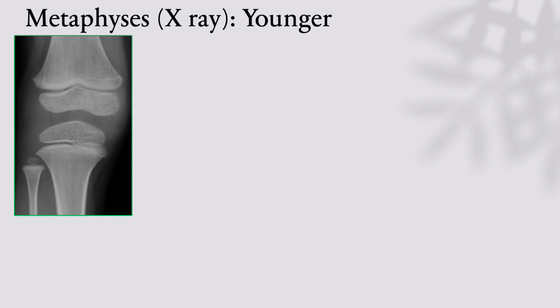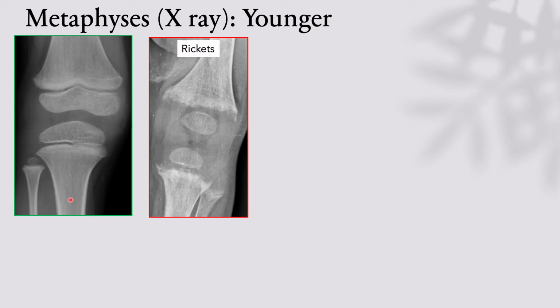It's important when you start looking at radiographs of kids to have seen a fair number of them and have a good sense of what normal and abnormal looks like. So here's an example of a normal knee radiograph in a younger individual. You can see the metaphyses, you can see the physes, and you can see the epiphysis. This is the diaphysis.